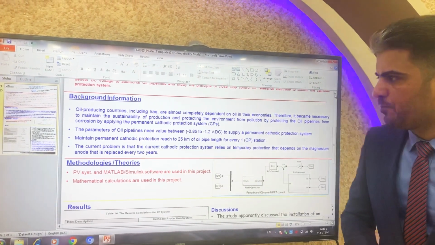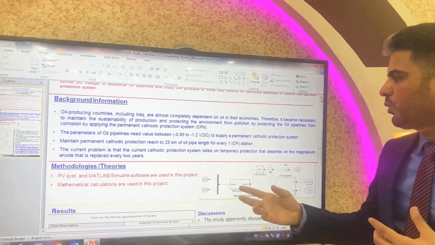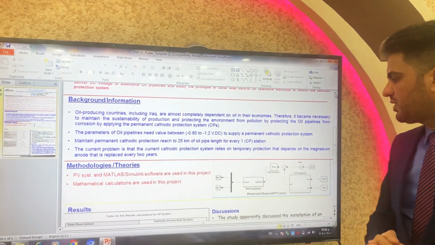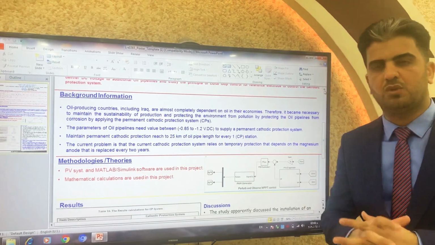CP station. The current problem is that the current cathodic protection, as I said before, depends on temporary cathodic protection, where we replace and change the magnesium anode every 2 years.